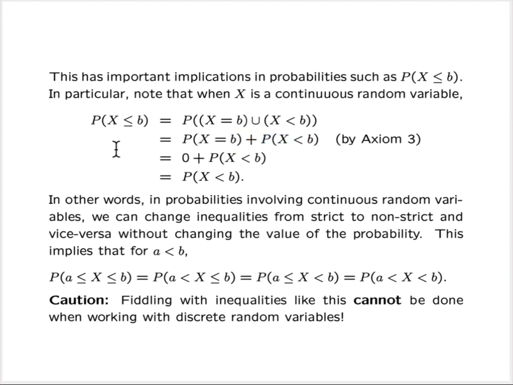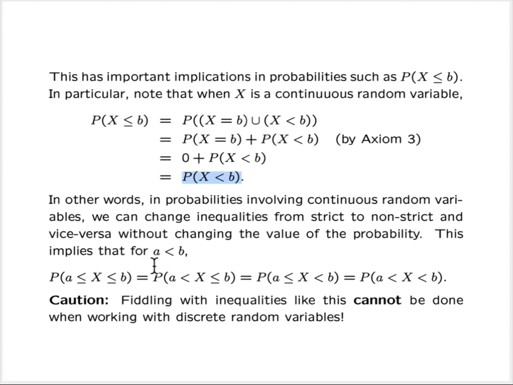Now, we've just shown that if X is a continuous random variable, then the probability that X is equal to a particular value B is just 0. And so it turns out that when we're dealing with a continuous random variable, the probability that X is less than or equal to a particular value B is equal to the probability that X is strictly less than B. In other words, in probabilities involving continuous random variables, we can change inequalities from strict to non-strict and vice versa without changing the value of the probability.